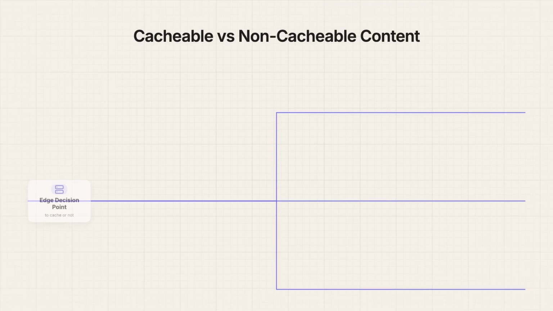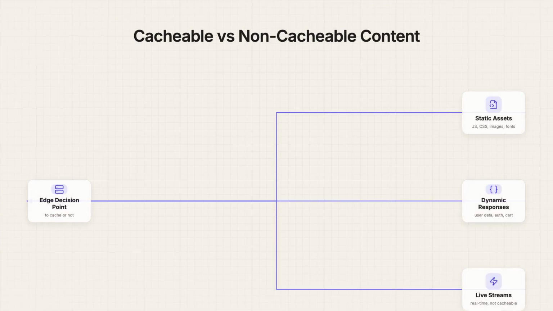Not everything belongs in a cache. Static assets like JavaScript bundles, style sheets, images, and fonts are ideal candidates because they are identical for every user and change infrequently. Dynamic content, such as shopping carts, user dashboards, or authenticated API responses, is personalized and must come from the origin fresh. Knowing the boundary between the two is fundamental to CDN design.